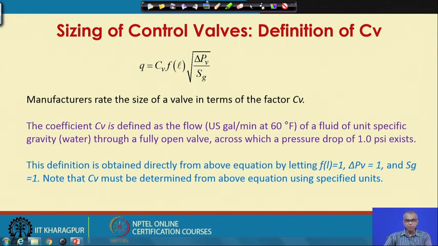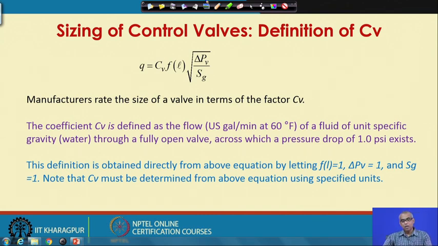So, I repeat the definition of the valve coefficient Cv. The coefficient Cv is defined as the flow in unit US gallon per minute at 60 degree Fahrenheit of a fluid of unique specific gravity through a fully open valve across which a pressure drop of 1 psi exists.